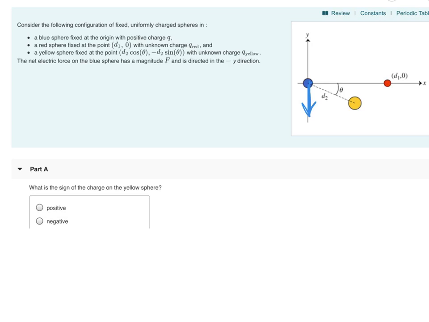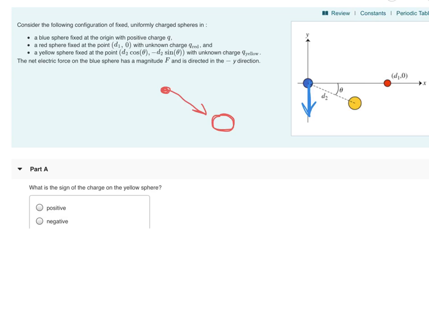So the three objects involved here are the blue, yellow, and red spheres. The blue sphere is being acted on by the yellow sphere and by the red sphere. The only way it can have a net force in the y direction, and I'm going to try to draw this for you here, is if it's attracted to the yellow sphere along the line to the yellow sphere. Let's say this is the yellow sphere right here. And it's repelled by the red sphere, which would be this way.